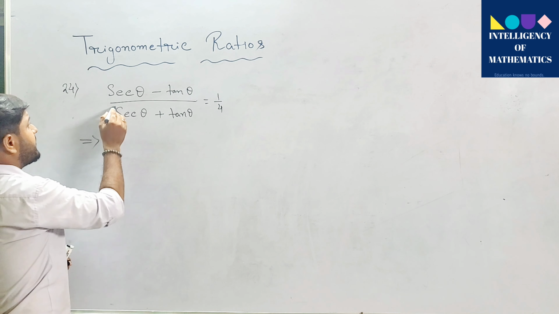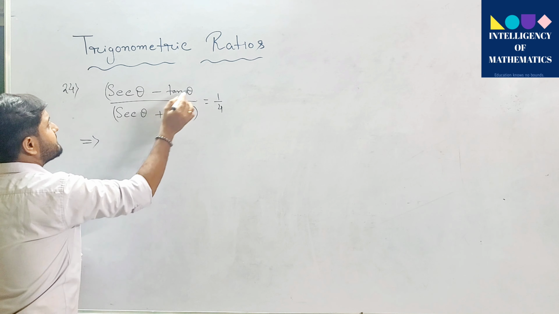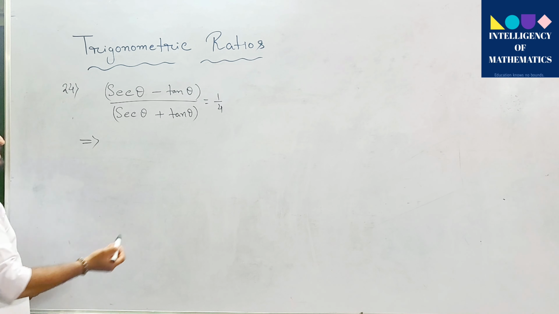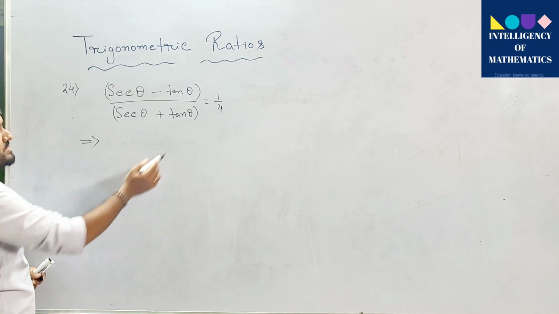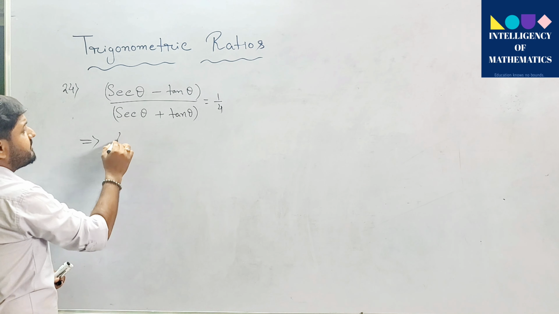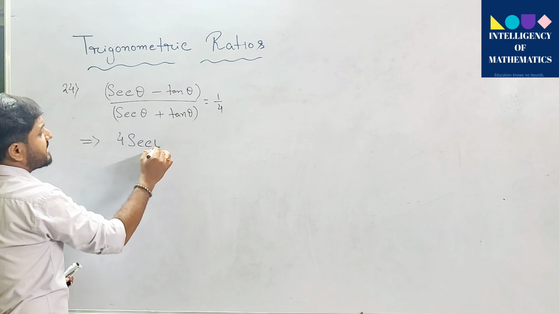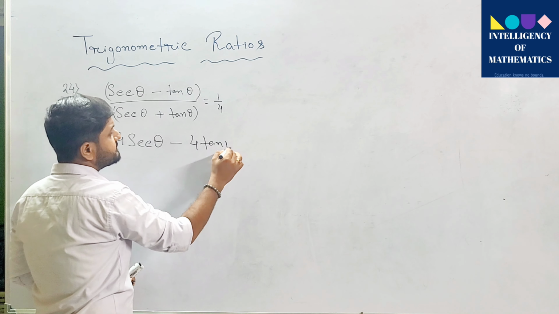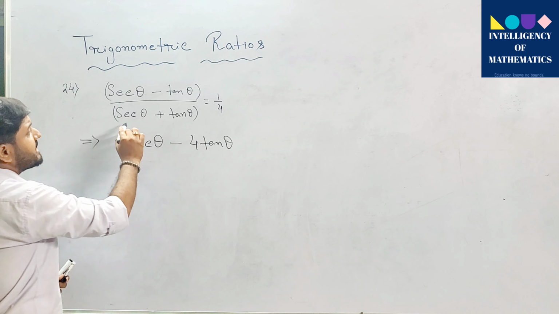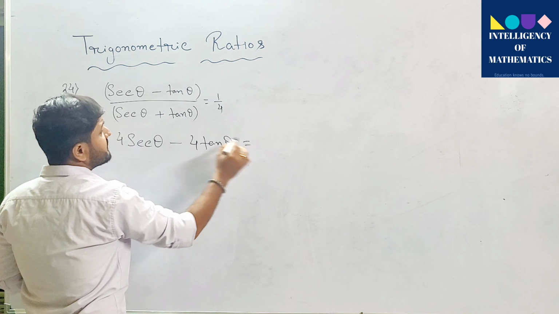What we are going to do is cross multiply. So when we are cross multiplying, this 4 is going to multiply with both quantities on this side. So 4 multiplied with this will become 4 sec theta minus 4 tan theta. This side will multiply with 1. Multiplying by 1 will not change anything, so it will be as it is, sec theta plus tan theta.